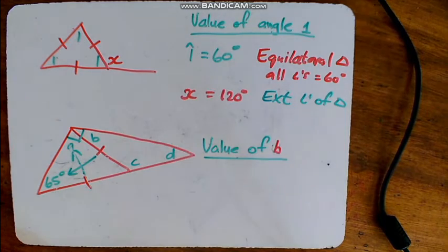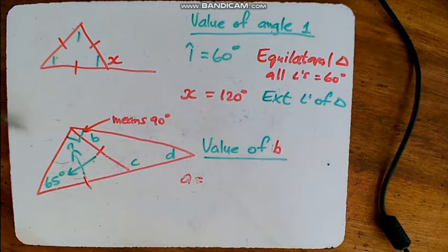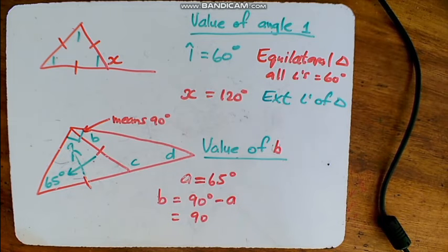Next, we're going to calculate the value of B. Right, if you look at the corner, that green sign means 90 degrees. So that means if we already have A, we can find B. So if A was equal to 65, B is equal to 90 minus A. B is equal to 25.